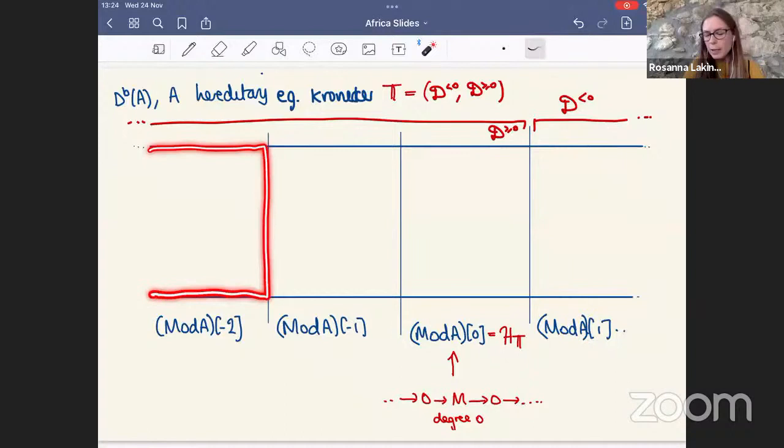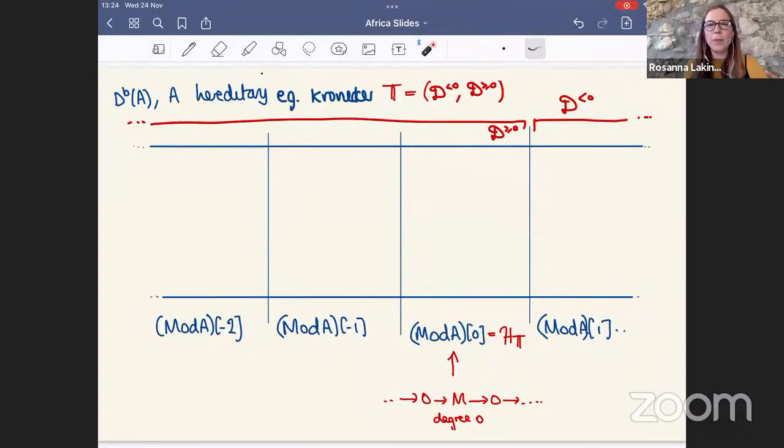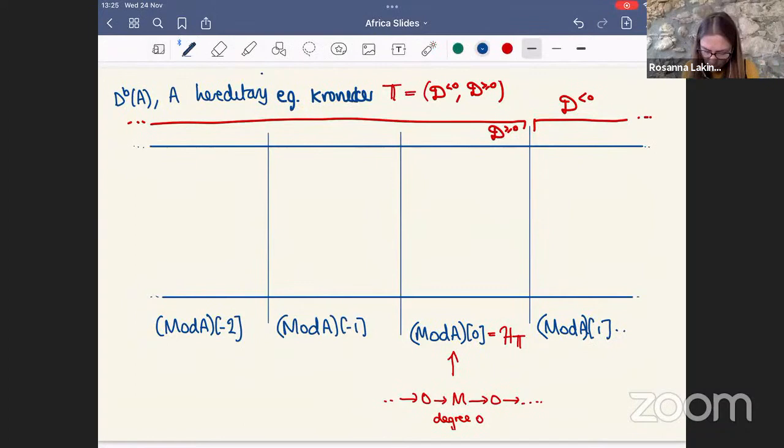So now that we have our category arranged as this kind of strip, we can see the standard T structure as dividing this strip into two. The left part of the T structure lives in the right-hand part of the category, so just from the one shift onwards, and the right part just lives in the left part of the category. Okay, so I hope this sketch is clear. Then this means that we have our module category as the heart of this T structure, just in this square. So this is the module category in degree zero. Sorry, I guess this is not quite right. These should be small m's because I've taken the bounded derived category.